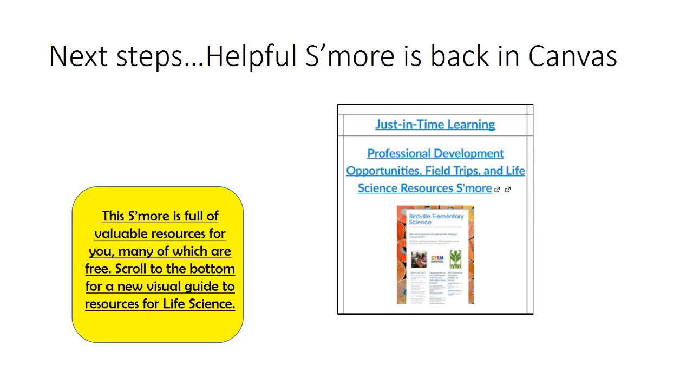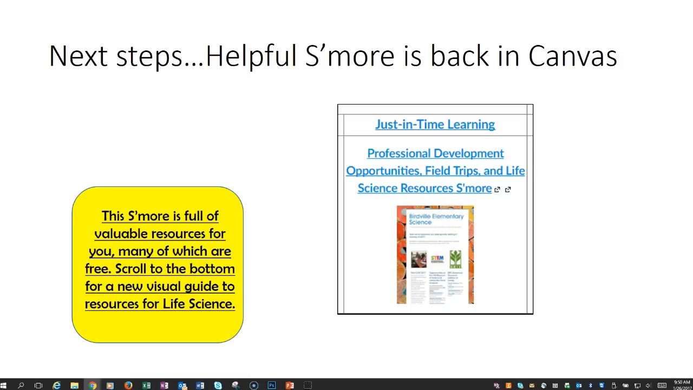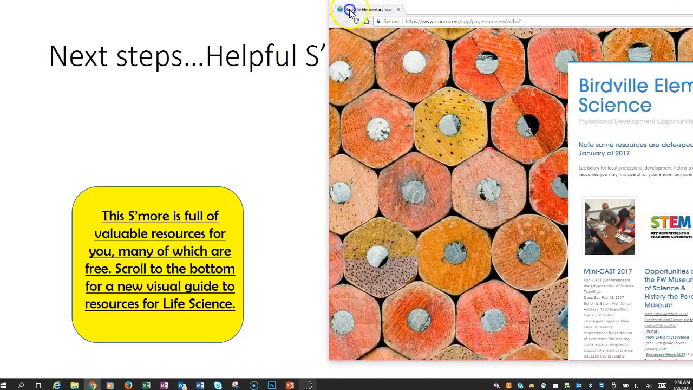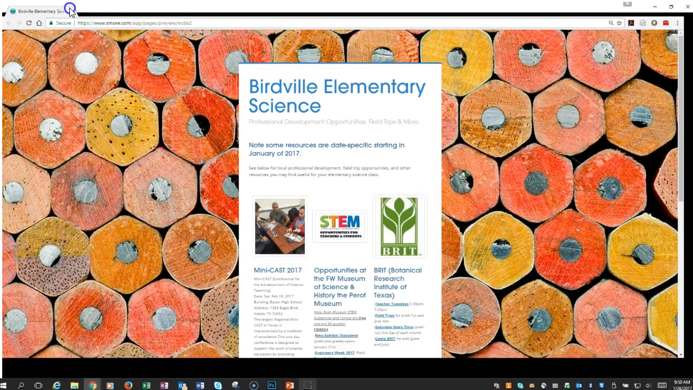I want to just leave you with something else that I think might be very helpful for you. That's back in Canvas. So if you'll head back into Canvas under Just-in-Time Learning, there's going to be a resource there that I think you're going to find very helpful. And I'm going to go ahead and try to get back in there. So when you go back into Canvas, if you'll click on the s'more or if you'll click on the image of the s'more, you're going to see this new s'more that I just created.